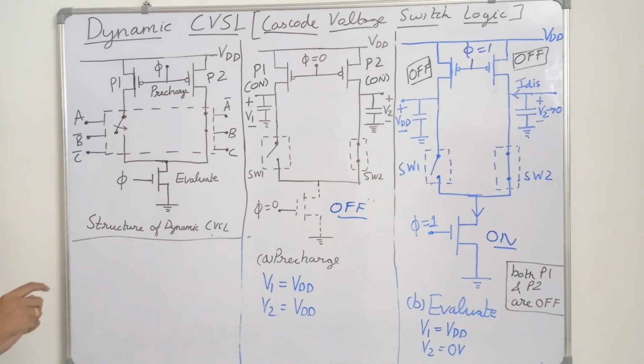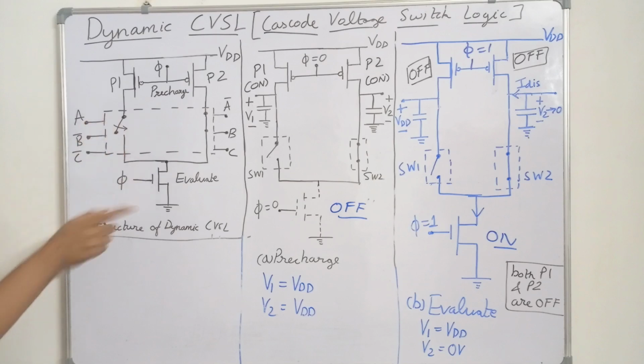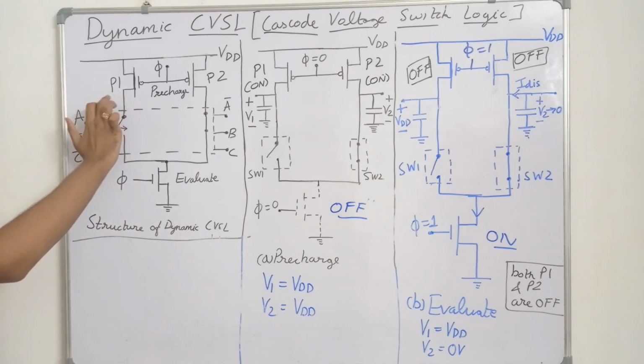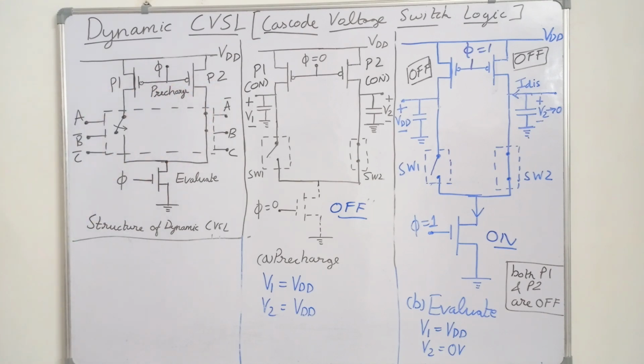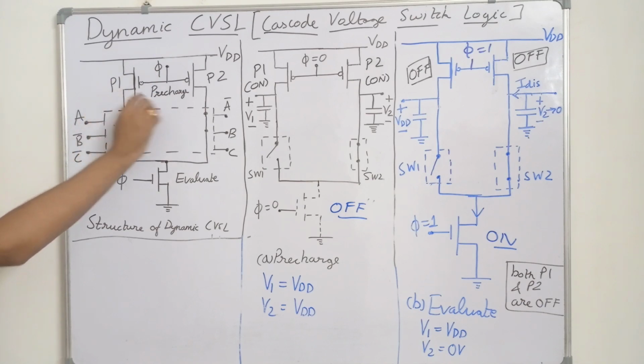In conventional CVSL, these P1 and P2, which are PMOS, are connected in the form of a latch. But in the dynamic CVSL, these P1 and P2, both PMOS transistors, are controlled by this clock signal phi. So when phi is equal to 0, both these PMOS will be conducting. That is called the pre-charge state.